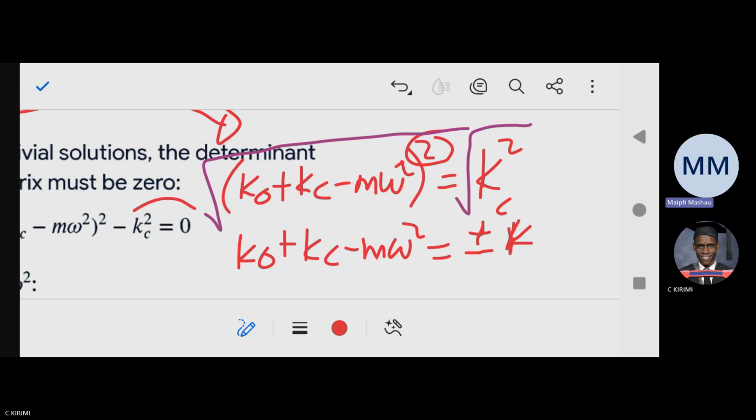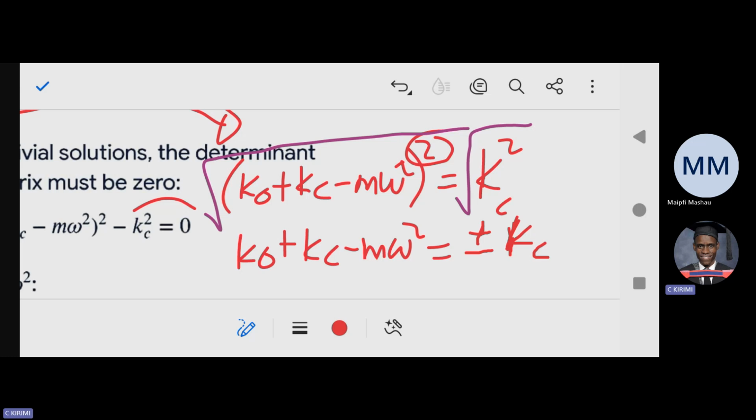The square root indicates plus or minus. Plus or minus Kc, the square root. There are two options: either it will be a minus Kc, or a positive, since you squared a number. Whenever there's a square root, the answer should always be plus or minus.